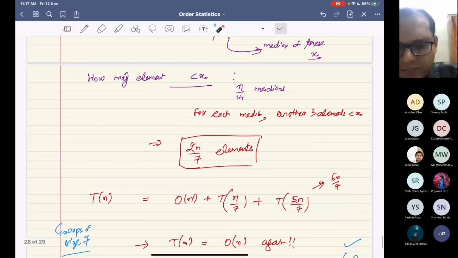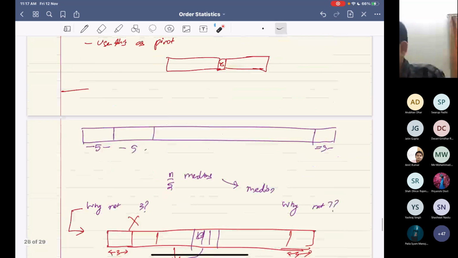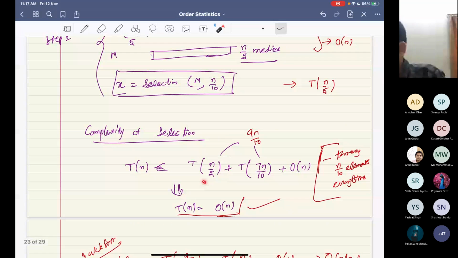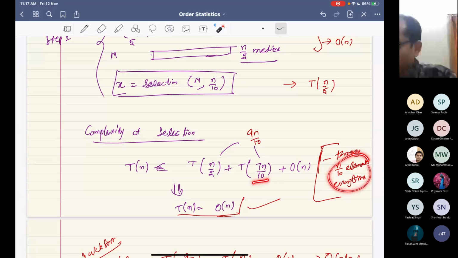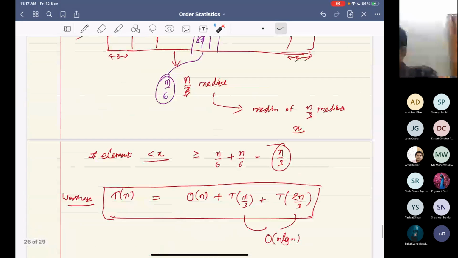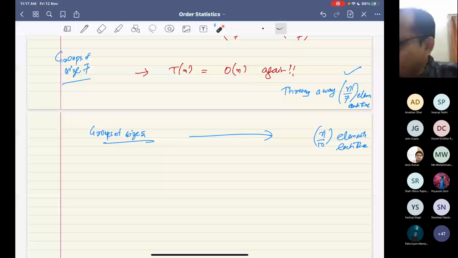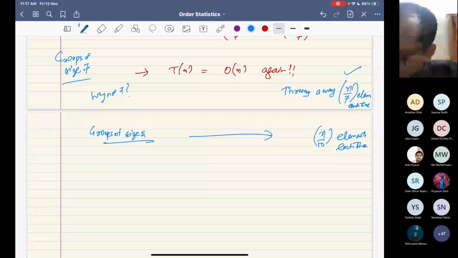And similarly, in the previous formulation, we saw there were n by 10 elements we were throwing: 2n by 10, 7n by 10. So it looks like with 7 you will throw more elements. So why not 7? Sir, for finding the median of each group, it will be large.